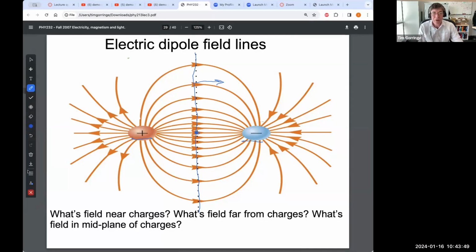If you were very far from the dipole, so way down here or way, can't find the pen anymore, I don't know where it went, way upstairs here, then the field would be really weak.